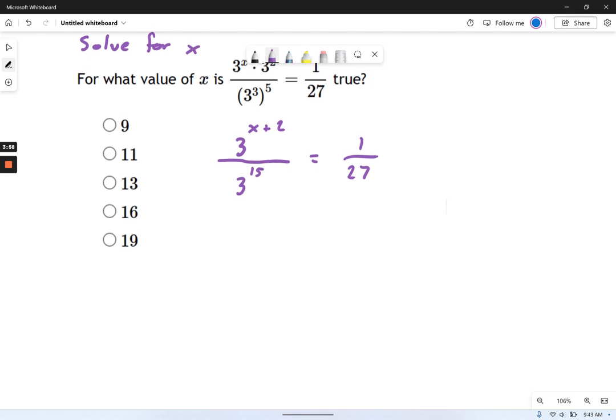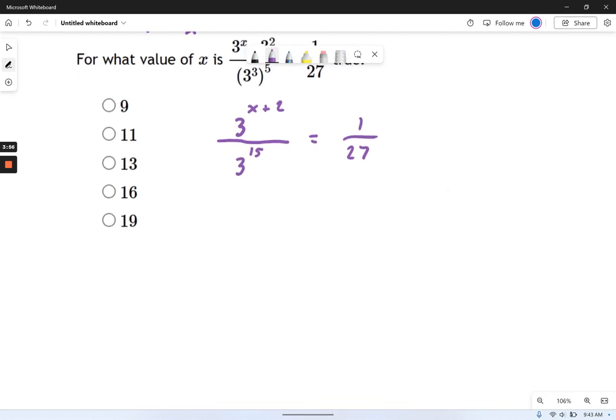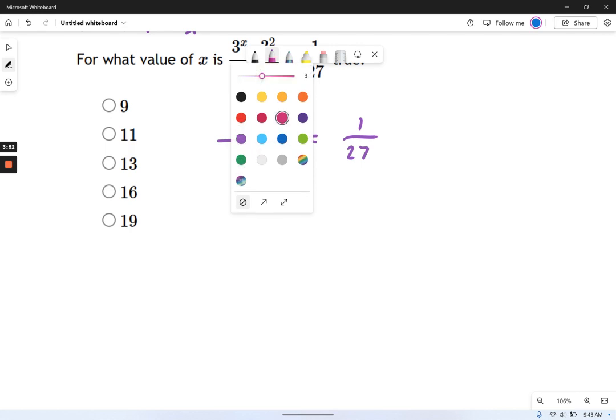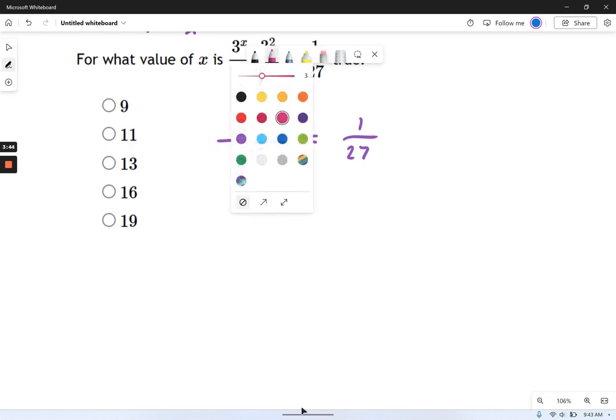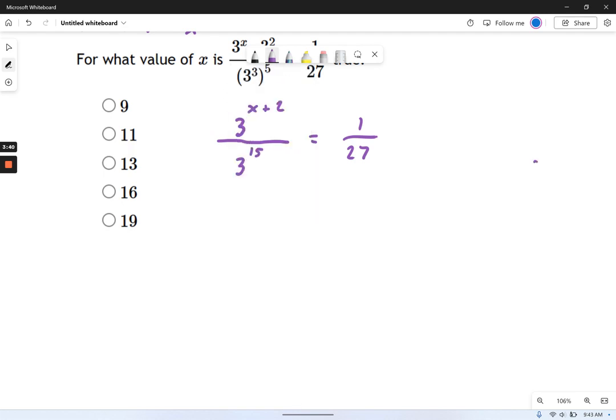Now we can keep on going with this. I have the same base. Again, this is 3. When I say the base, this is what I'm talking about. Okay, this right here, that 3 is the same in both cases. So because that's the same, I can do a little bit more simplification of those exponents. This is going to turn into just a 3, and it's going to be x plus 2 minus 15.